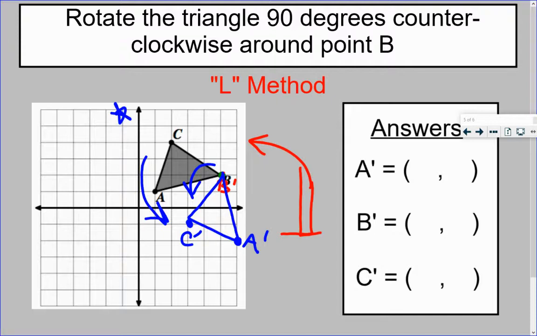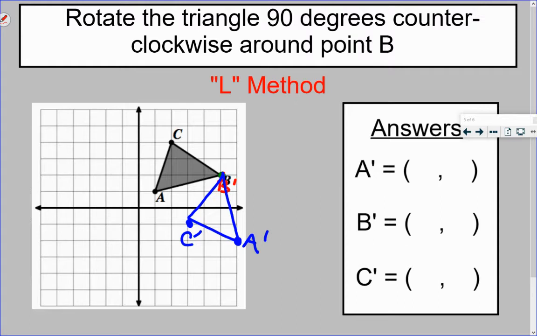Okay, so there is how you rotate using the L method. Once again, if you could practice the L method, I think it would be worth it for you because it does make it a little bit easier. The paper turn method is my favorite method. It's the one I do best at. But when I get into these ones that rotate around a different point, I think it becomes very hard.